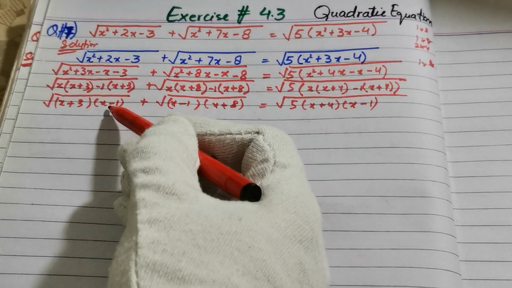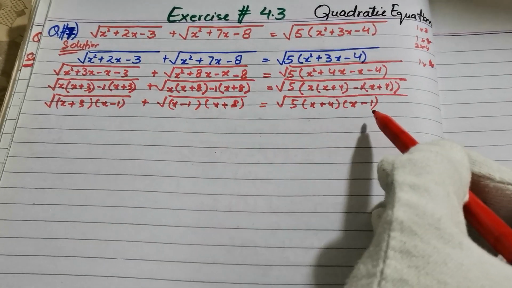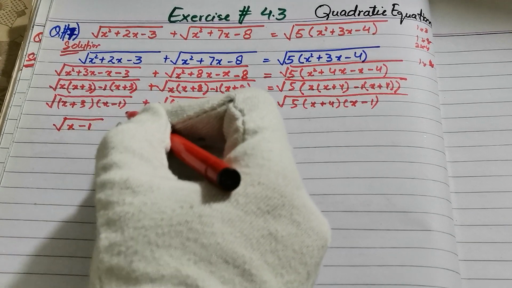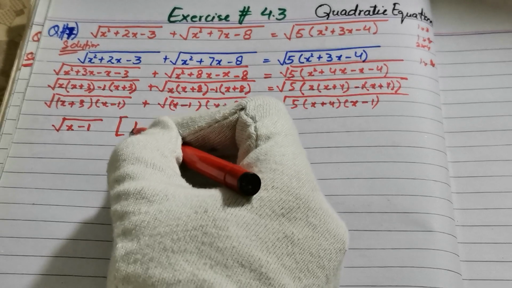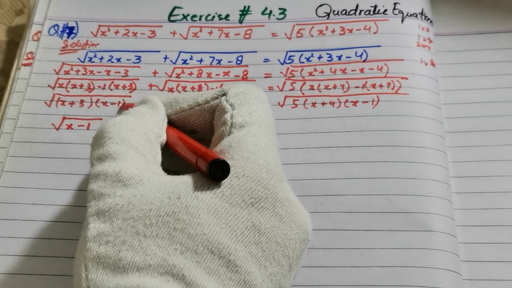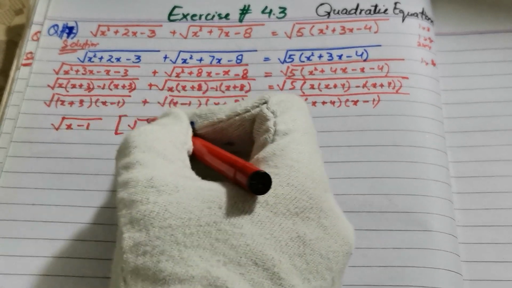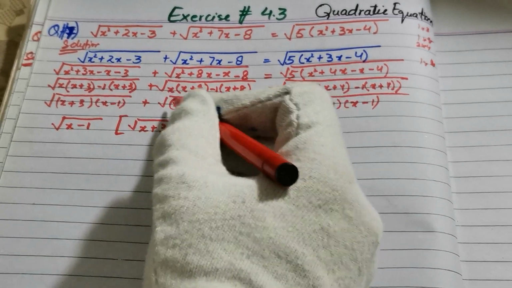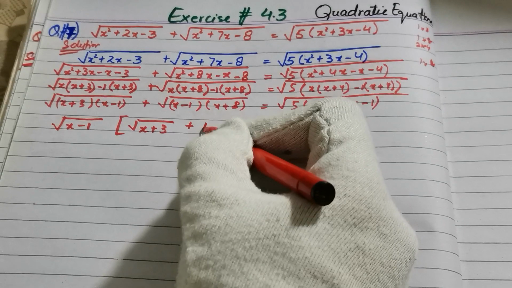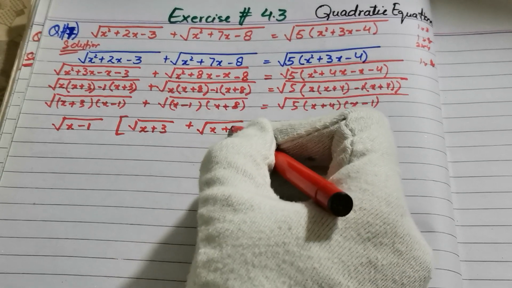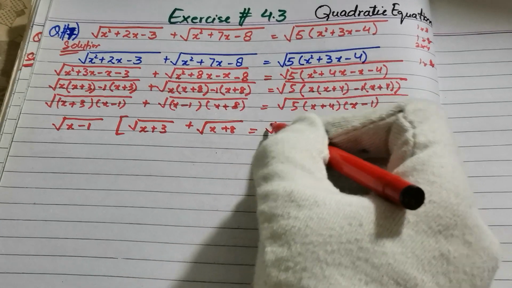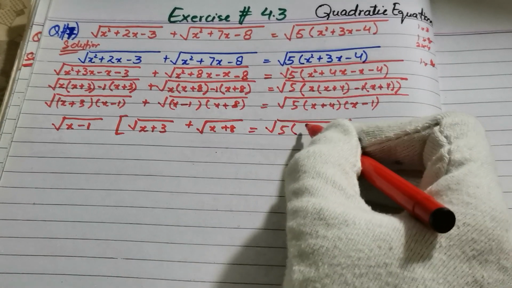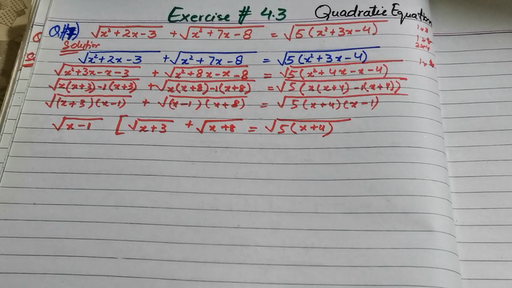Now we can see that under root x minus 1 is in every term. We'll take under root x minus 1 common from the whole equation, and what is left? Under root x plus 3 is left, plus under root x plus 8 is left, is equal to under root 5 into x plus 4 is left.